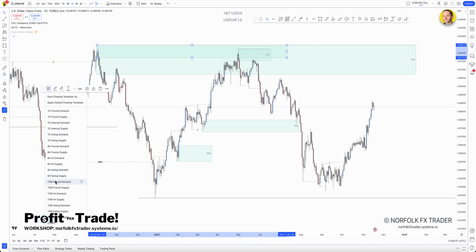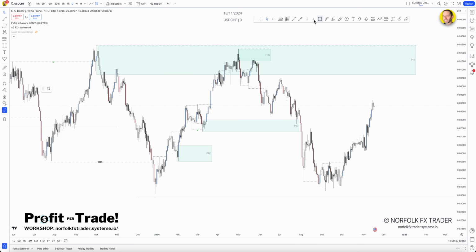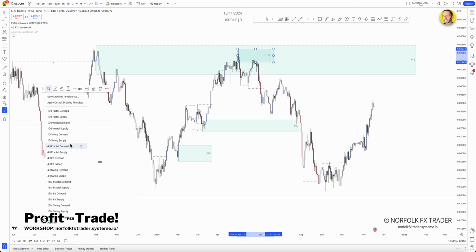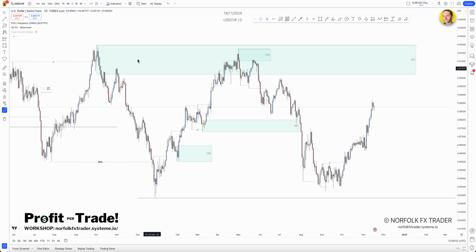Now let's go through to the 4-hour swing supply, mark that off, and this supply zone here is then going to be my area of internal supply. We could mark this full zone out, in fact, as a swing supply even. We don't have to mark it. I just did this candle to show you quickly.